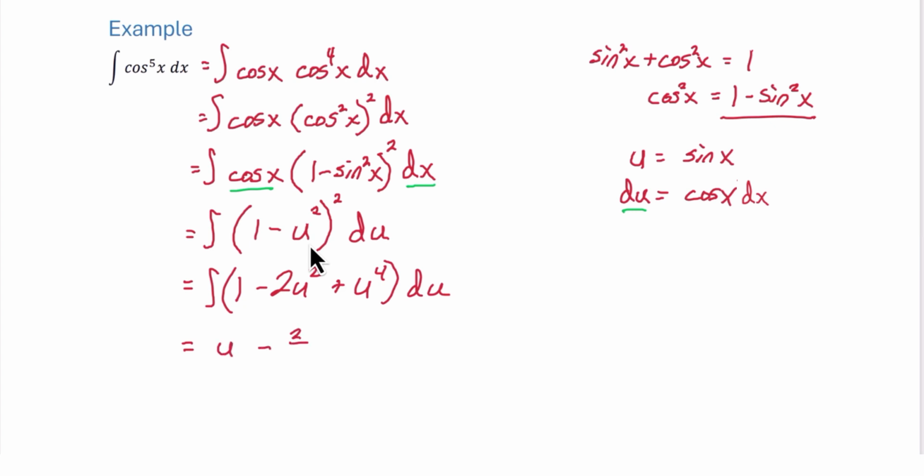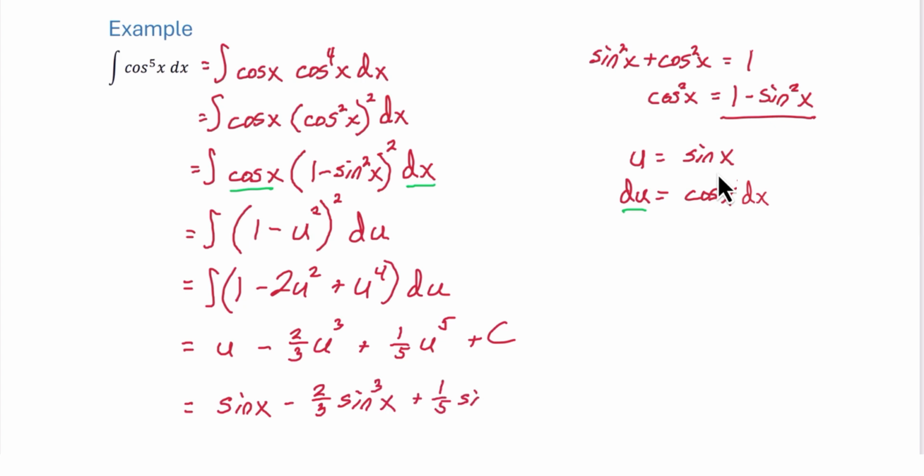Now integrating, we get u minus 2/3 u cubed plus 1/5 u to the fifth plus c. Finally, we can go back and substitute in what u is. Recall that we called u sine x. Sine x minus 2/3 sine cubed x plus 1/5 sine to the fifth x plus c.